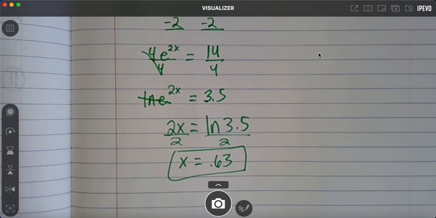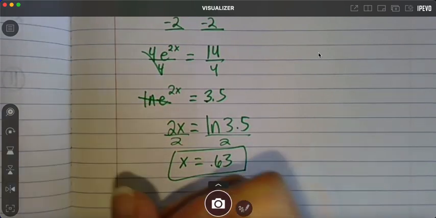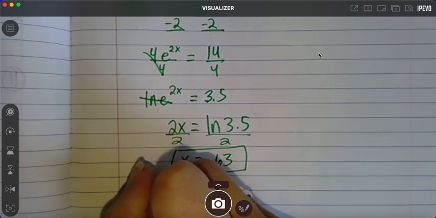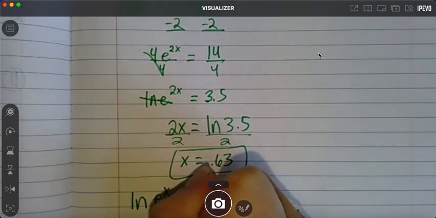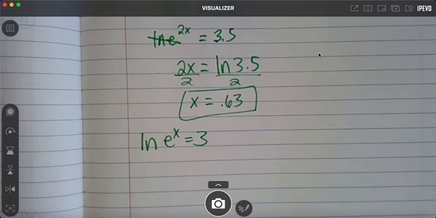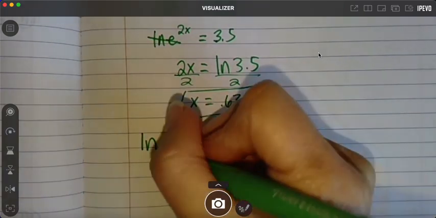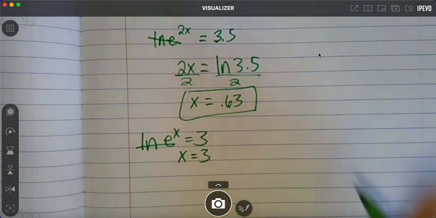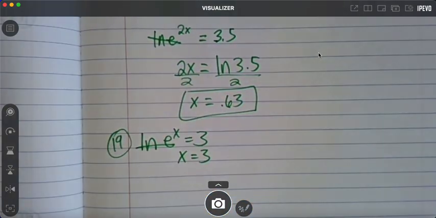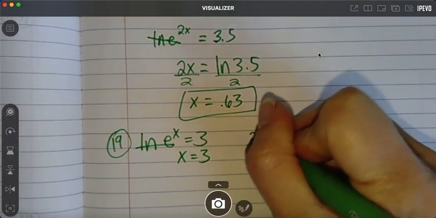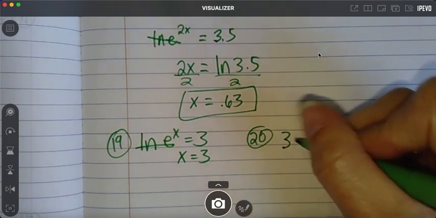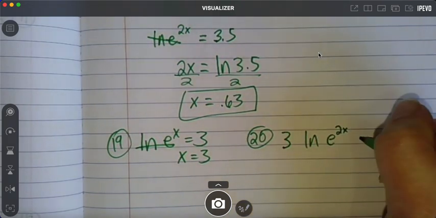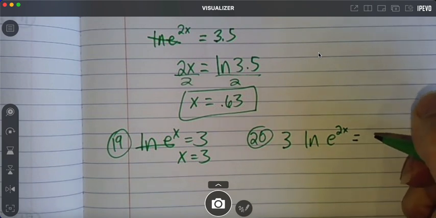Wait, these are all natural log. Let me look at 19. Wait, sorry, this is really weird. Natural log of e to the x equals 3. What happens when you have natural log and e next to each other? So what does x equal? 3. So that's number 19. I didn't realize that's what these were. Let's look at 20 together. Does that make sense, y'all? It was just kind of a trick question. The natural log and e just cancel out.